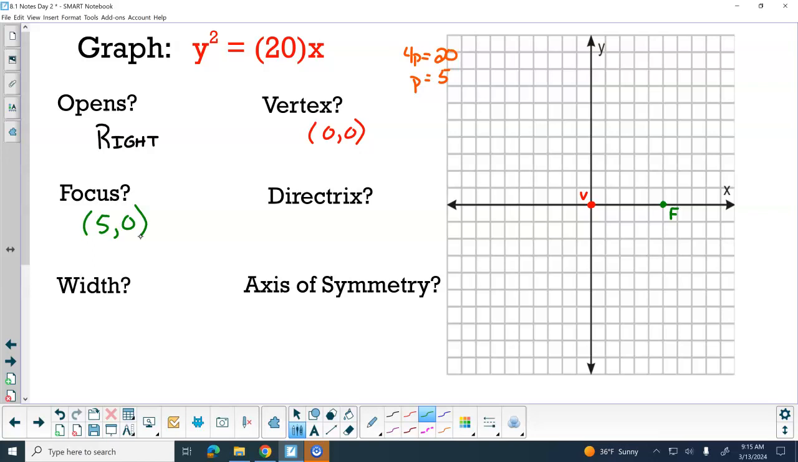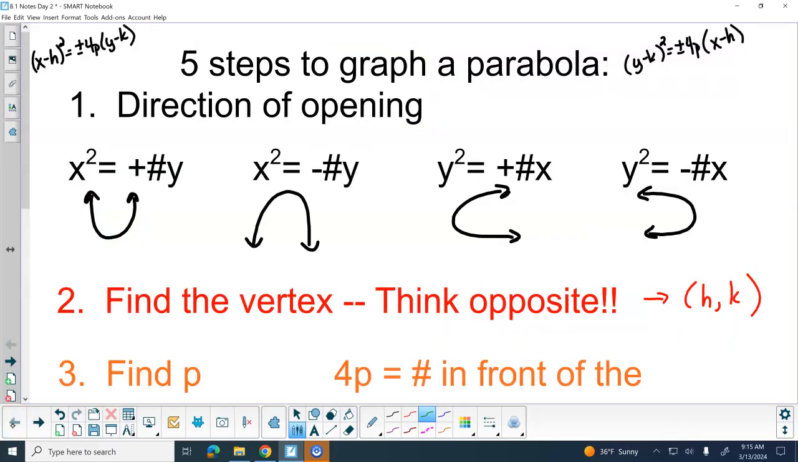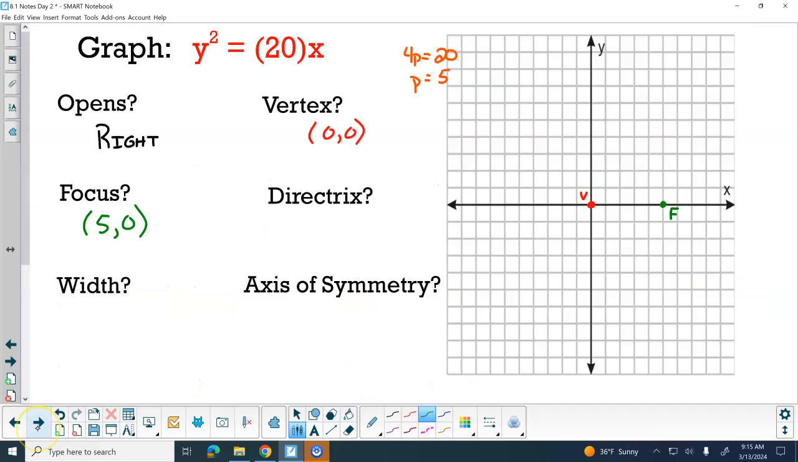It's the number in front, the coefficient of the non-squared variable. So here's the squared variable, right? Then that's going to equal the non-squared variable. It's the coefficient of that non-squared variable. So, yeah.